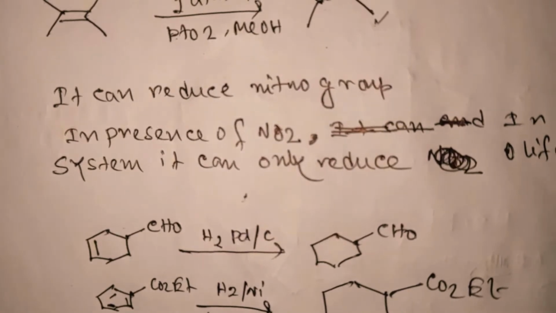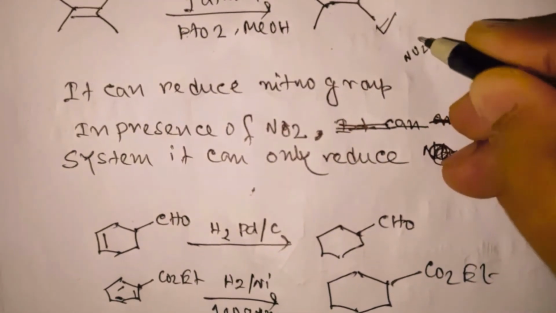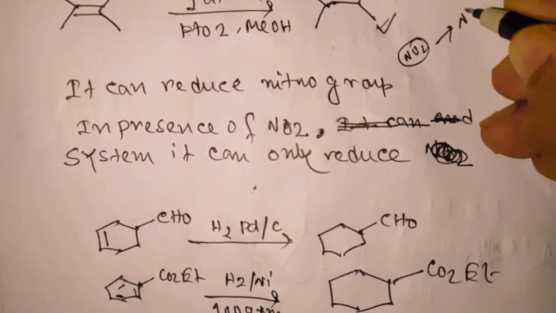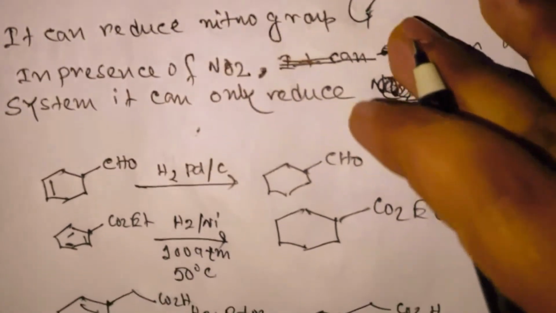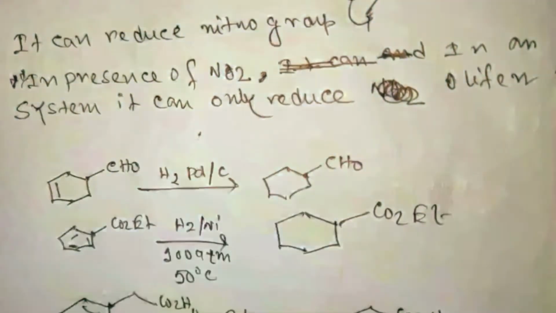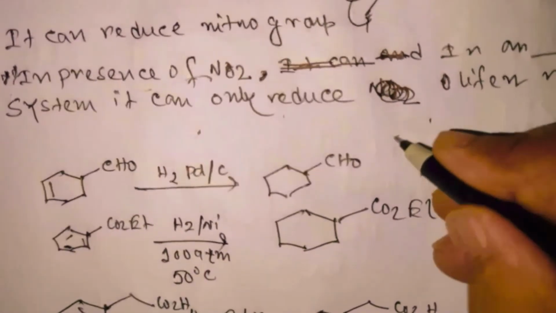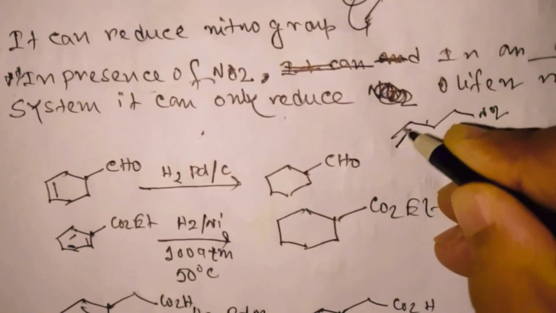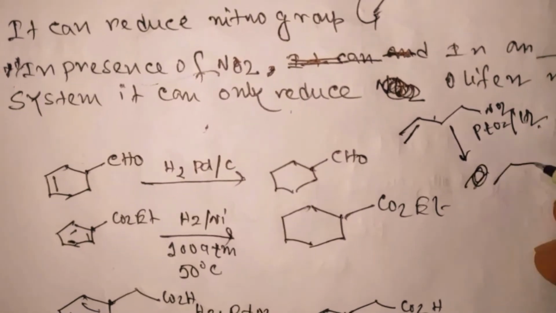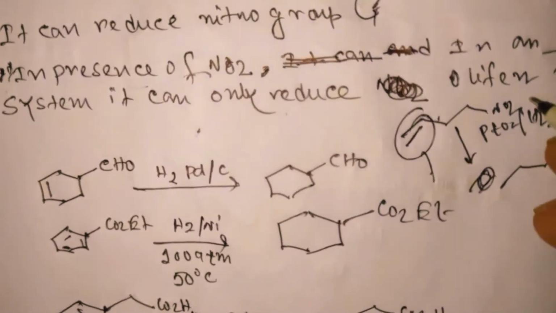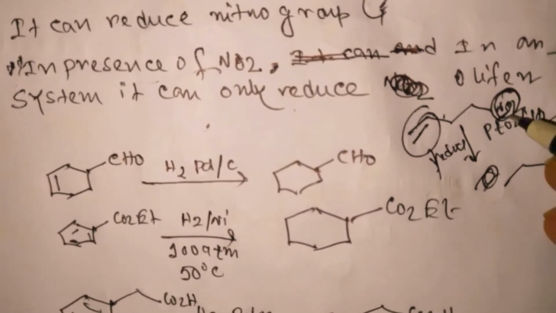This is the first example of reduction by Adam catalyst. Another thing is that it can also reduce the nitro group to an NH2 group. It has the power to reduce the NO2 group to NH2. And another very important thing is that in the presence of an NO2 group, it can reduce an olefinic system. Let's consider this system, and you put the Adam catalyst here, then your product is this. So this part will reduce, and this part will reduce, but this is not reduced, and it remains present as NO2.